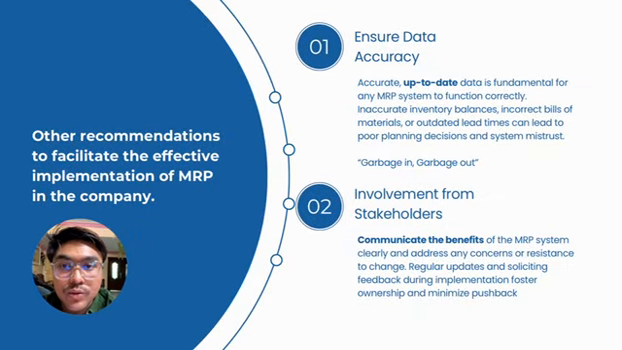Okay, we move to the next one. Other recommendations to facilitate the effective implementation of MRP in the company. The first one is to ensure data accuracy. Accurate, up-to-date data is fundamental for any MRP system to function correctly. Incorrect inventory balance, incorrect bill of material, or outdated lead time can lead to poor planning decisions and system mistrust. It is garbage in, garbage out.